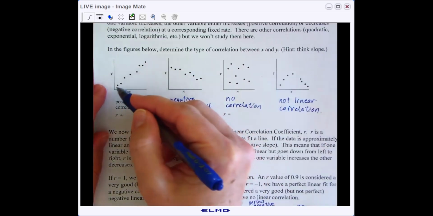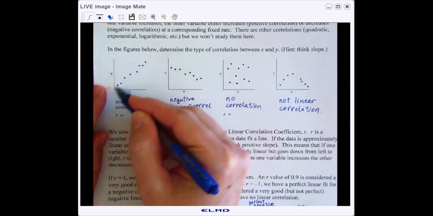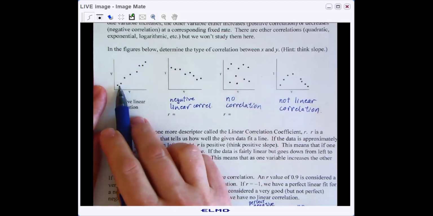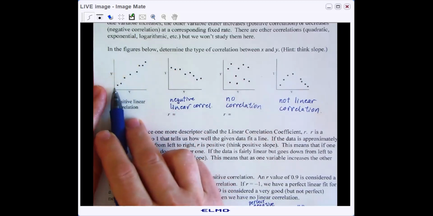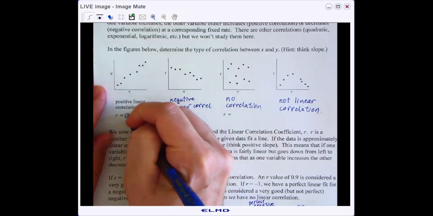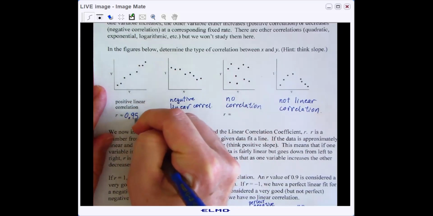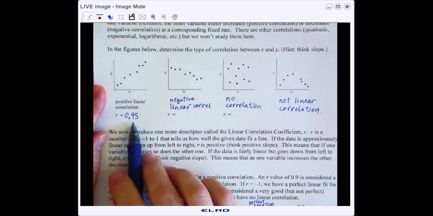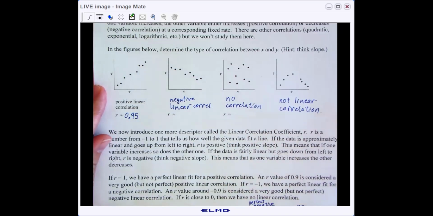And let's do this first one together, and I'm going to try to just maybe draw in what a line would look like. And so those dots are really close, but not perfectly on a line. So I would guess that the measure of the linear correlation would be something very close to, but not exactly, a perfect one. And so something close to +1 would be like 0.95. So pause the video and try the other ones.